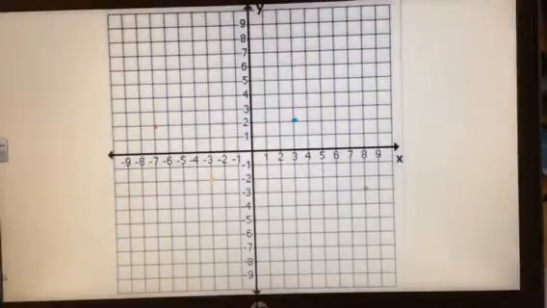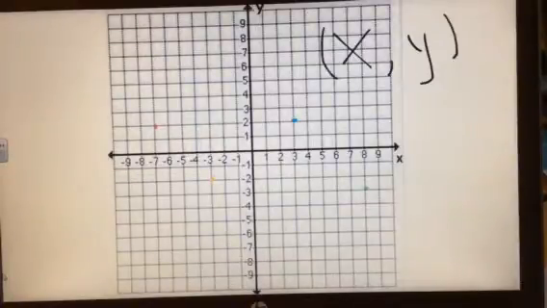We always write our coordinates with the x values first, then the y values, separating them by a comma, and then putting brackets around the whole thing. An easy way to remember which number goes first is that x always comes before y in the alphabet.